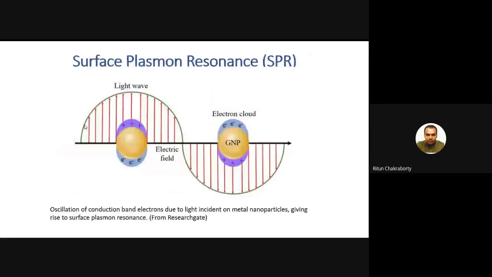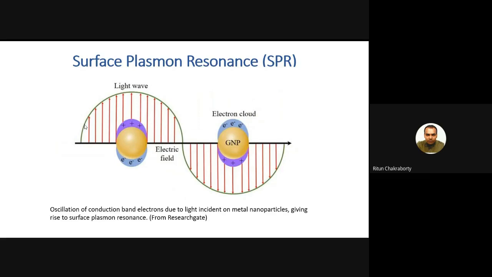So what you can do is make this electron cloud, or the electrons, oscillate about their mean position. How can you do that? If the frequency of the electromagnetic radiation matches the frequency of oscillation of the electrons.